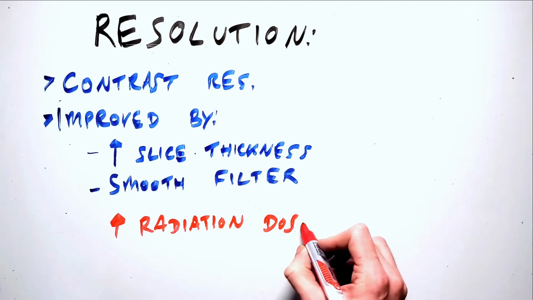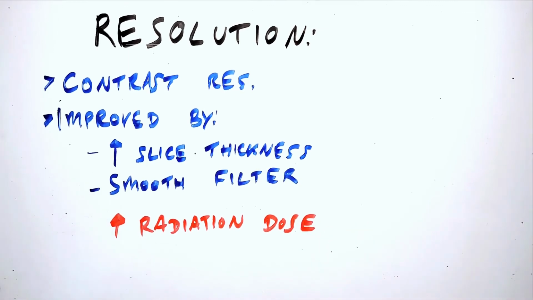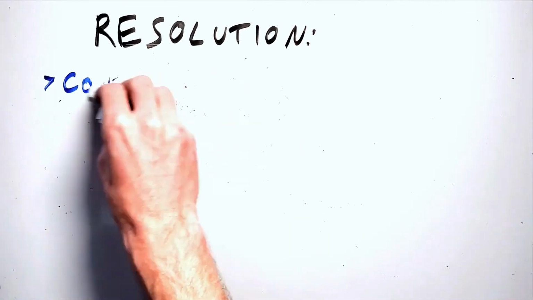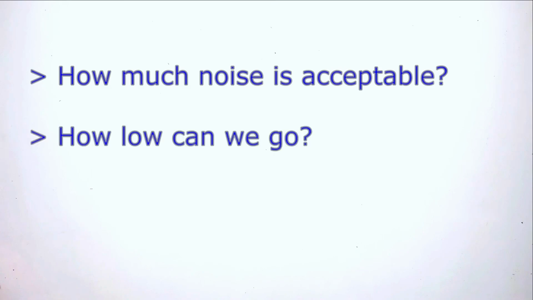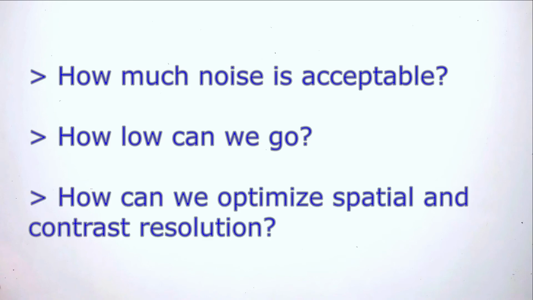So at the end of the road on the image quality discussion, we basically have how much noise are we willing to tolerate in our image? How low can we go on the radiation dose without sacrificing too much image quality to noise? And how can we optimize our spatial and contrast resolution within the constraints of minimizing dose? We'll discuss this in more depth in the video on dose, including other techniques like iterative reconstruction, which can help improve our image quality without increasing radiation dose.